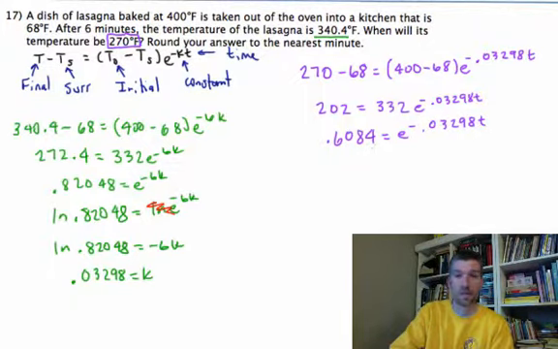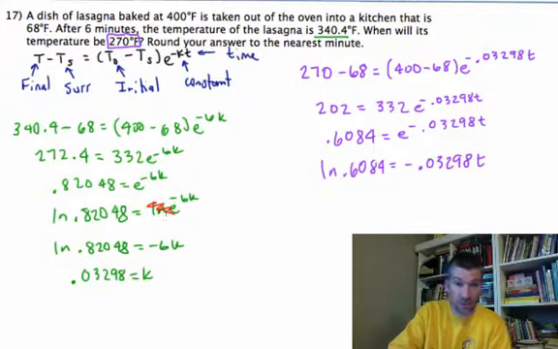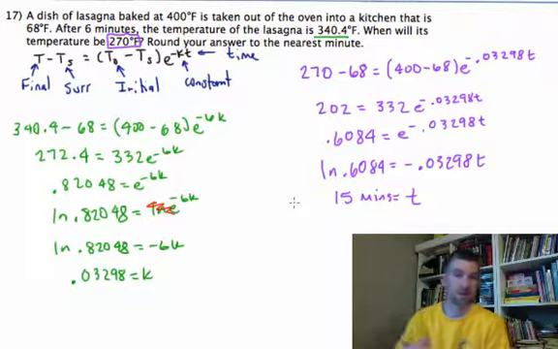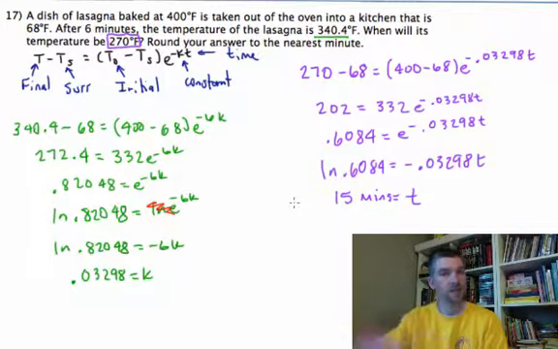Again, we're going to take the natural log of both sides. So the natural log of 0.6084 is equal to negative 0.03298 t. For the same reason as before, the e's cancel. When you divide both sides by negative 0.03298 and take the natural log of 0.6084, you end up with 15 minutes. So using Newton's law of cooling, how long does it take for our lasagna to get to a temperature that we can handle? It takes 15 minutes.